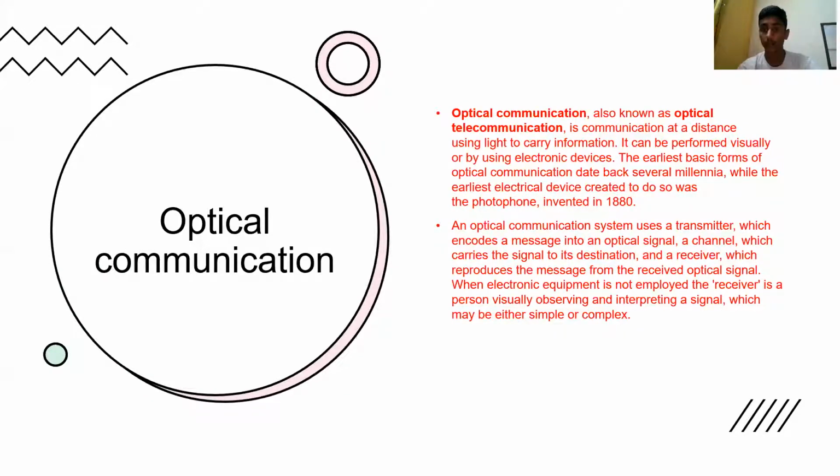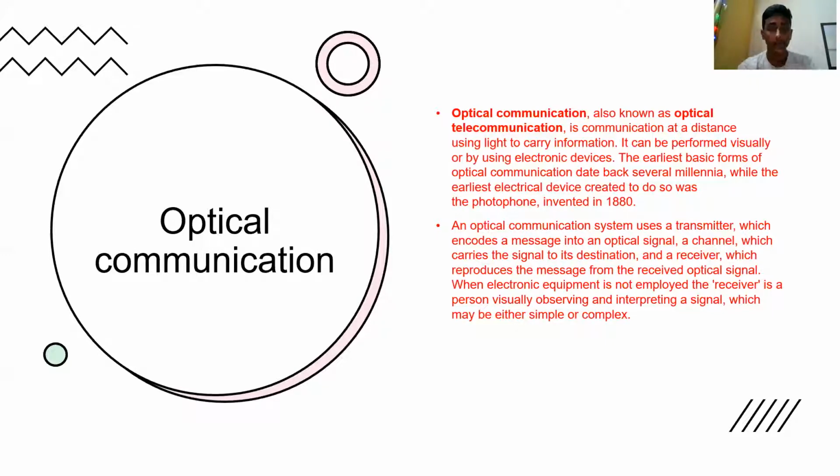Optical communication, also known as optical telecommunication, is communication at a distance using light to carry information. It can be performed visually or by using electronic devices. An optical communication system uses a transmitter, which encodes a message into an optical signal, a channel, which carries the signal to its destination, and a receiver, which reproduces the message from the received optical signal. When electronic equipment is not employed, the receiver is a person visually observing and interpreting the signal, which may be either simple or complex.